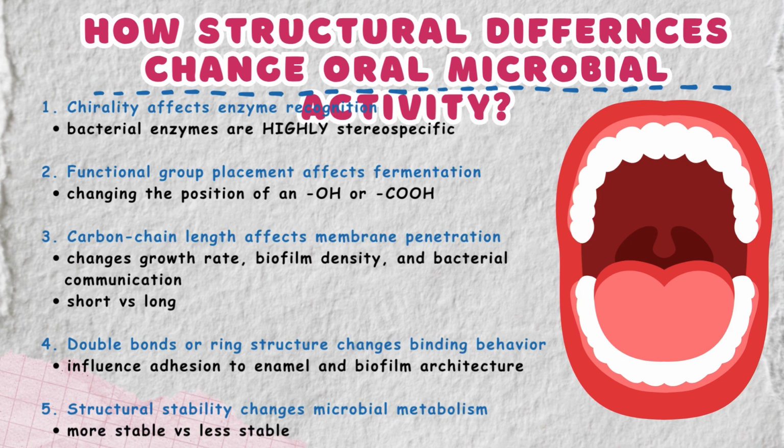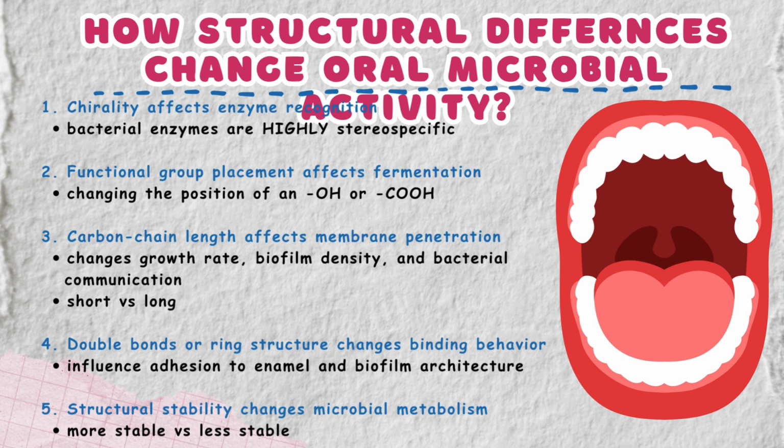Third is carbon chain length affects membrane penetration. Shorter molecules can diffuse into bacterial membranes or biofilms more easily, while longer or bulkier molecules diffuse more slowly, are broken down less efficiently, and can disrupt membrane fluidity. This changes the growth rate, biofilm density, and the bacterial communication.